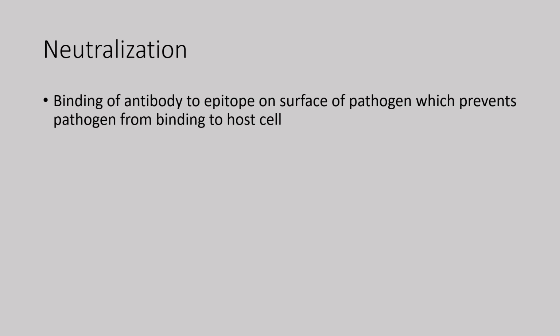Neutralization. What happens here is the antibody is going to bind to that epitope, that region on the antigen, and essentially it's going to prevent it from binding to the host cell. If it can't bind to the host cell, you're not going to end up with infection.